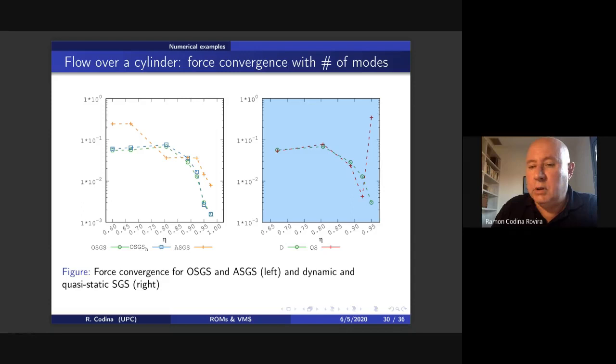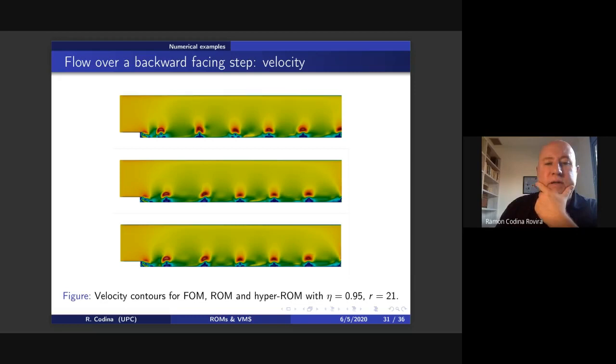For dynamic subgrid scales, we get a more or less reasonable convergence when you increase the number of modes. Whereas if you don't take dynamic subgrid scales, you may encounter this strange behavior, so that all of a sudden, you increase the number of bases and you get a much worse solution. Okay. This has happened consistently, so it's not only this example. And then a second example, which is the flow over a backward-facing step.